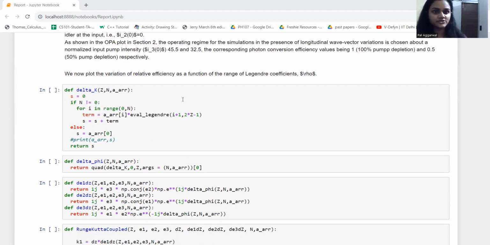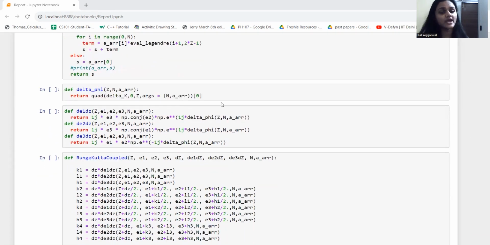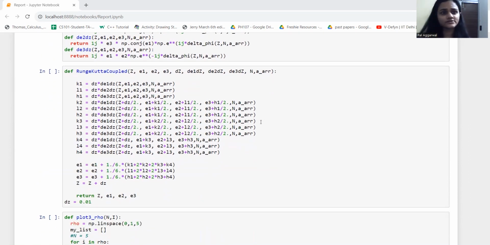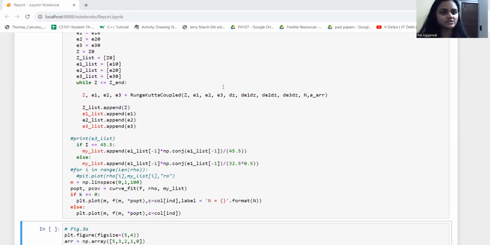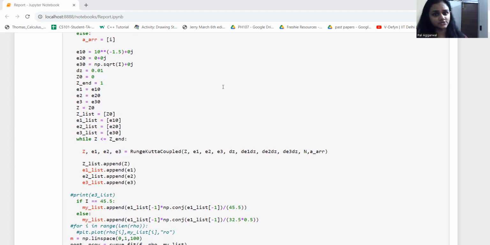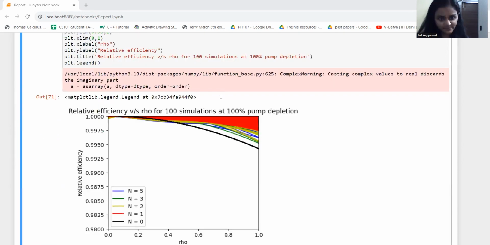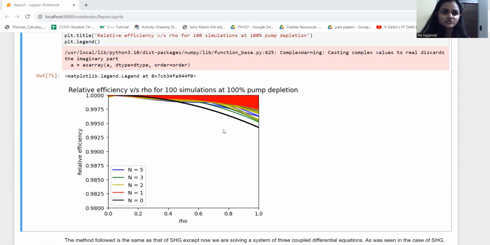So we first create the functions delta k and delta phi as we did before. Now in this case, we have 3 coupled differential equations, and we solve them using the Runge-Kutta method. Once we solve them with the given initial conditions, that is I20 equal to 0, I30 equal to 45.5, and I10 equal to 10 to the power minus 3, we get this plot, which shows the variation of the relative efficiency with rho for the 100% pump depletion case. In this case, we have done 100 simulations.